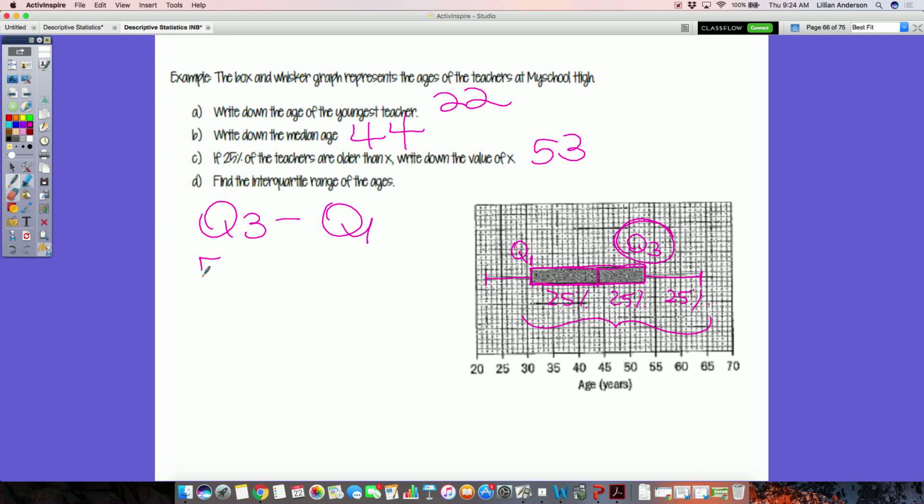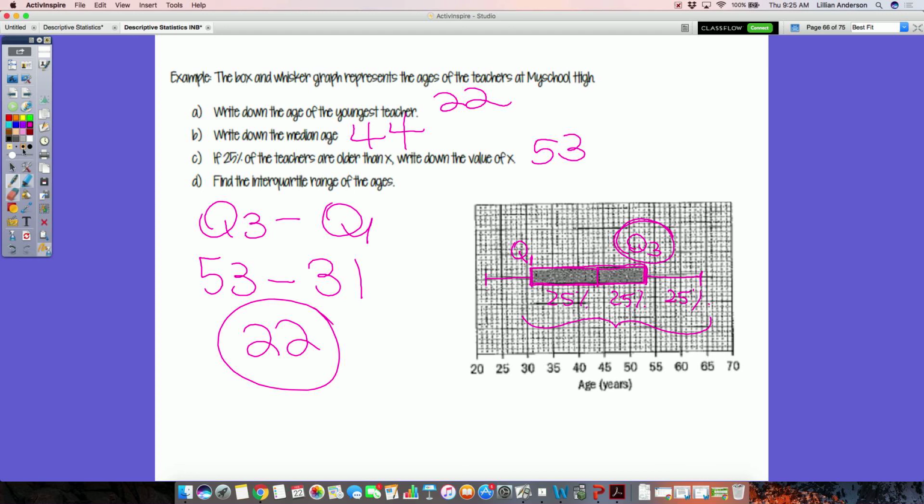So since we already know Q3 is 53, what's Q1? 31. How'd you get 31? This was Q1. And again, I know the box wasn't the best, but that is at 31. But 53 is where the second box ends, and then 31 is where it starts. Correct. Your middle 50%. So what's 53 minus 31? 22. So that's your interquartile range.